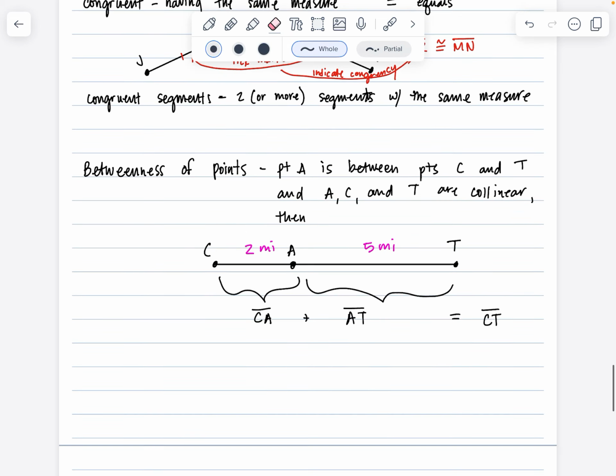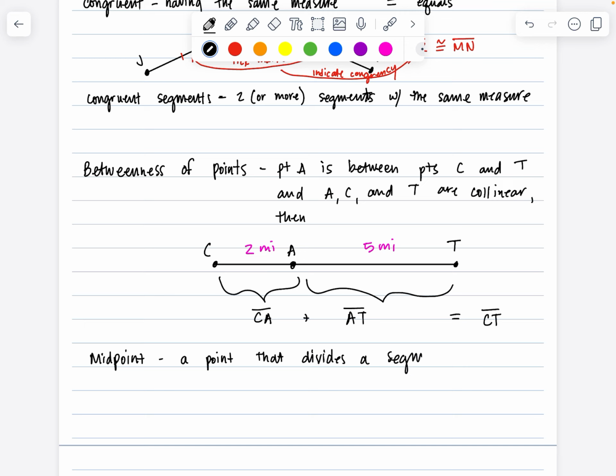Okay. And then the last thing I want to talk about is a subcategory of this, and it's called the midpoint. Let's actually write it out, not shorthand it. Midpoint is a point on a segment, a point that divides a segment into two congruent segments.